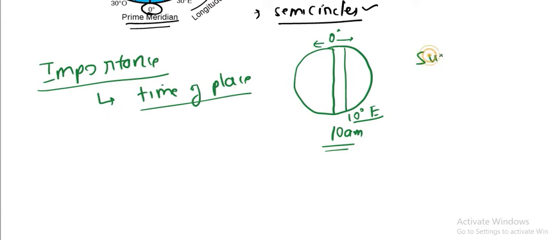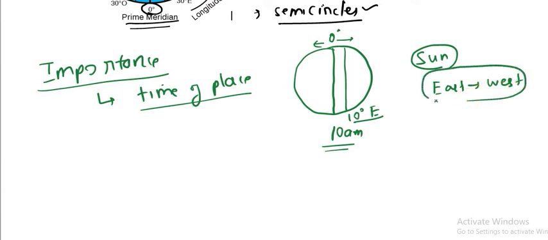So the sun always moves from east to west, right? We all know this. On this side is the east, on this side is the west. So the sun will move from here, from the east towards the west. So it is 10 a.m. at this location, right?